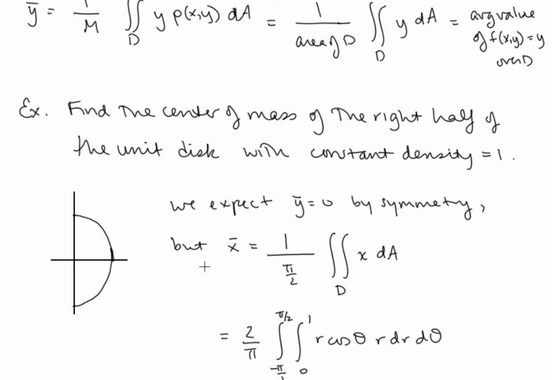But let's take a look at the computation for x bar, the x-coordinate of the center of mass. We've got 1 over the area. This is the same area we had above, and that's pi over 2. So we have 1 over pi over 2 times the integral of x over this region. So I think it's easiest to integrate this in polar coordinates. Our radius goes from 0 to 1, our theta goes from negative pi over 2 to pi over 2, and x is equal to r cosine theta, and dA is r dr d theta.